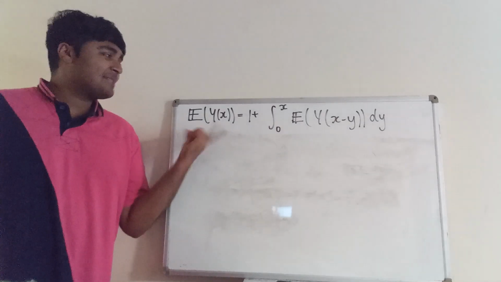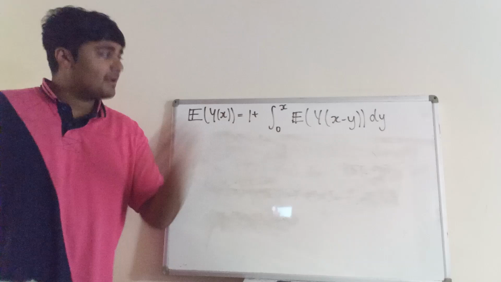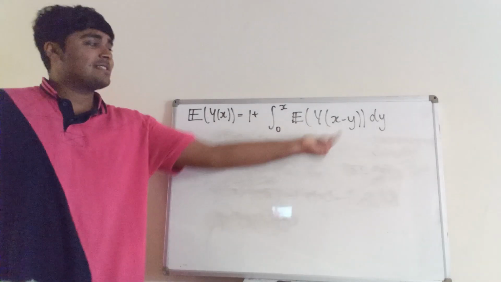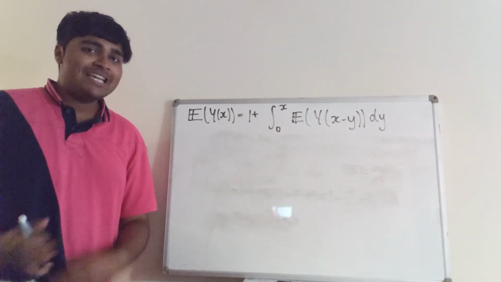Okay, so we just showed that the expected value of Y of x is simply 1 plus the integral from 0 to x of the expected value of Y of x minus y dy.